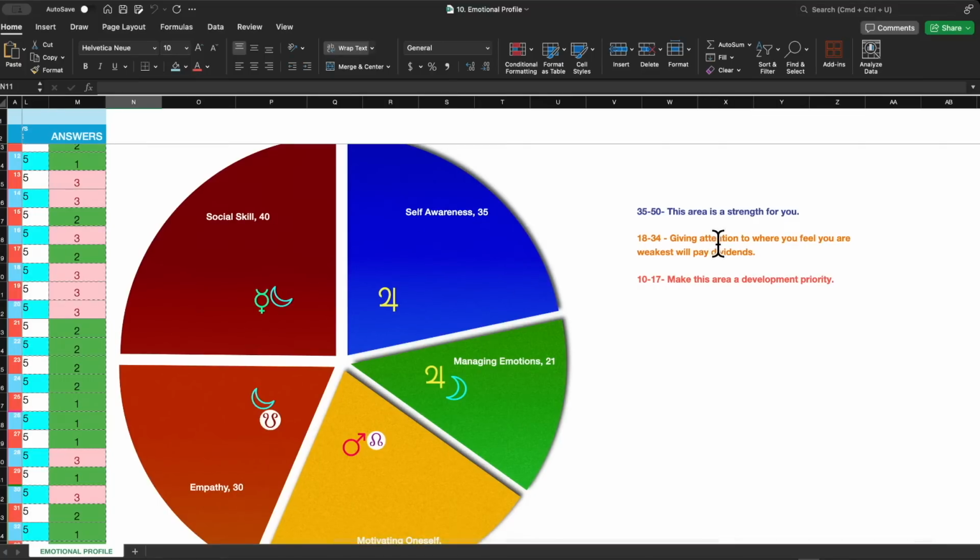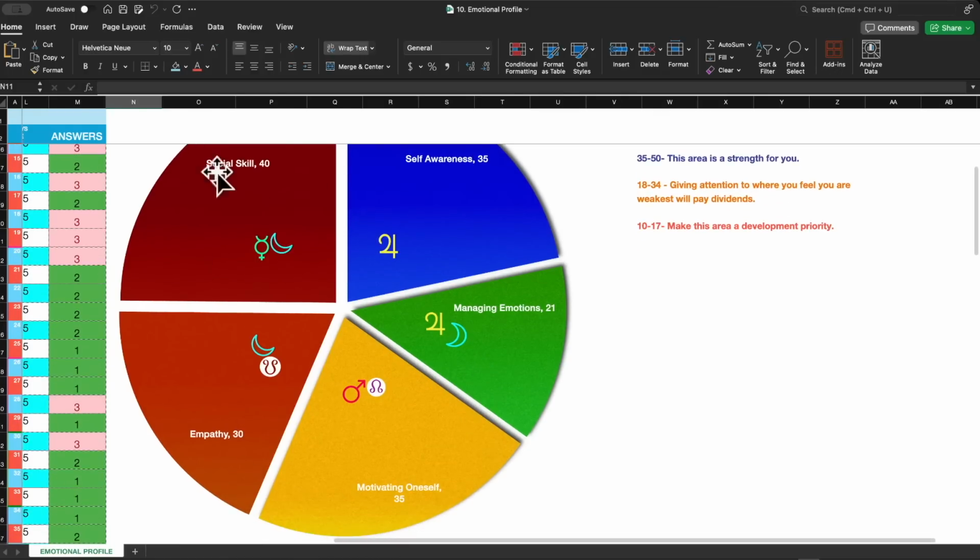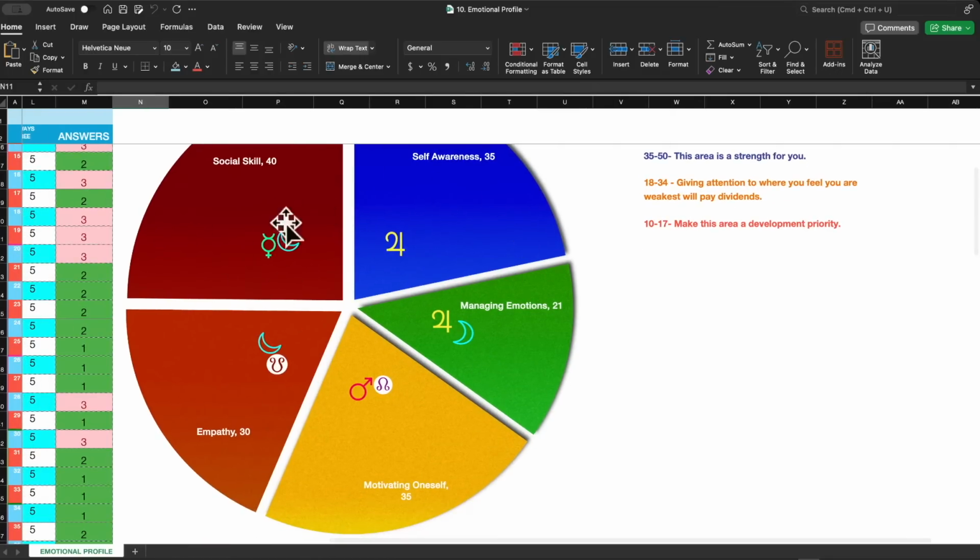18 to 34 is okay, moderate. Giving attention to where you feel you are weakest will pay dividends, will become stronger in that. You need, obviously, the main thing is to have a well-balanced pie chart. This is a well-balanced pie chart because you're having a fair degree of things going on.